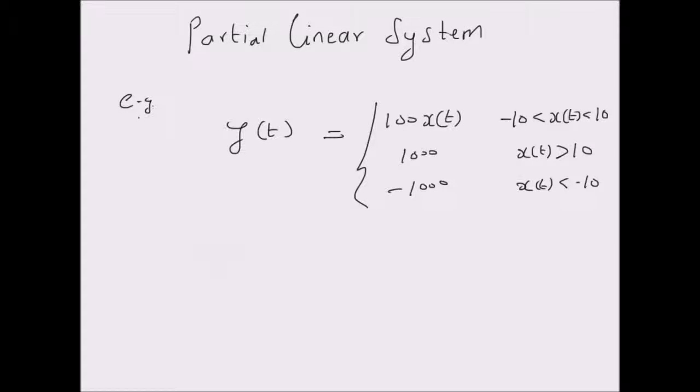Hello, welcome. In this short video, let us look at an example illustrating a partially linear system. That means a system is linear only for a given interval of the input values and non-linear for the values of the input outside this interval.